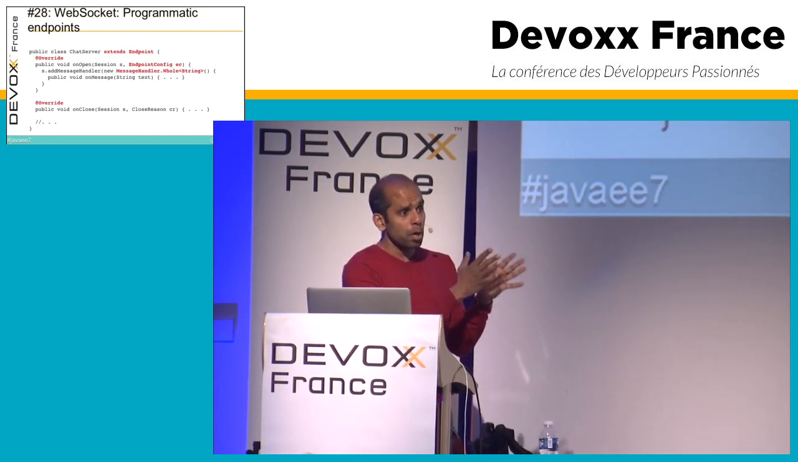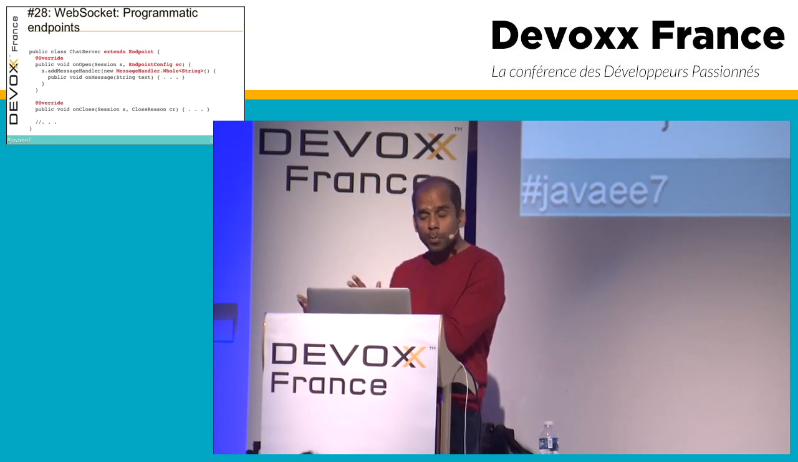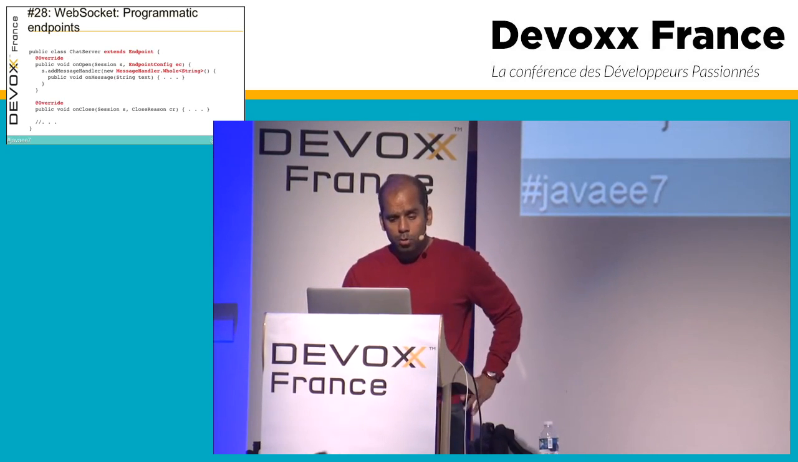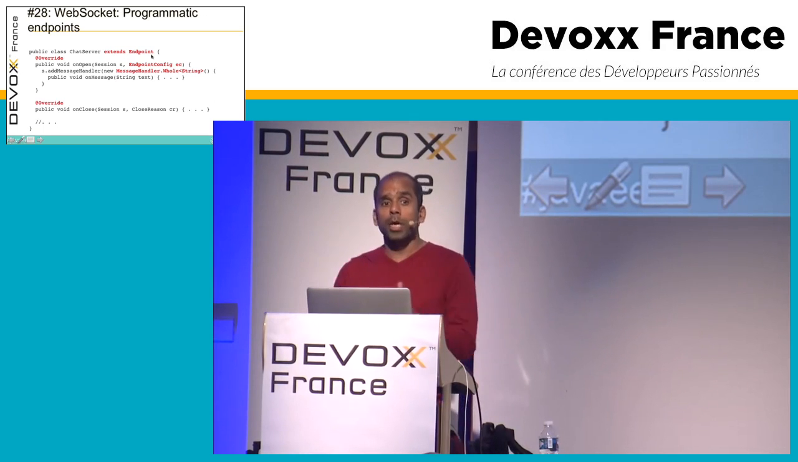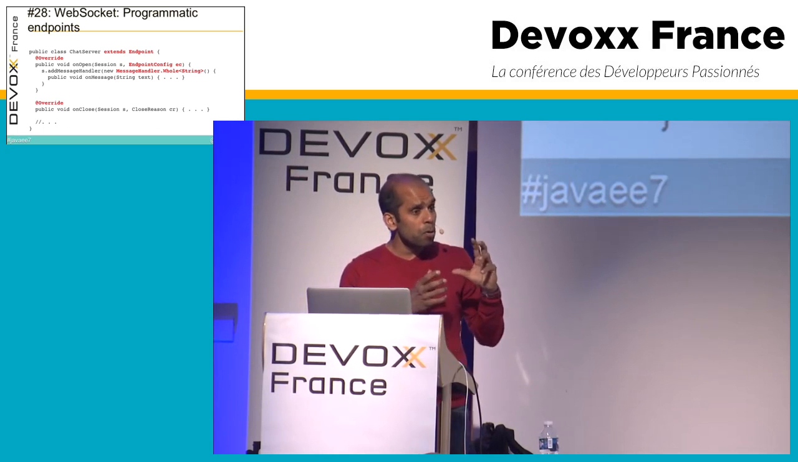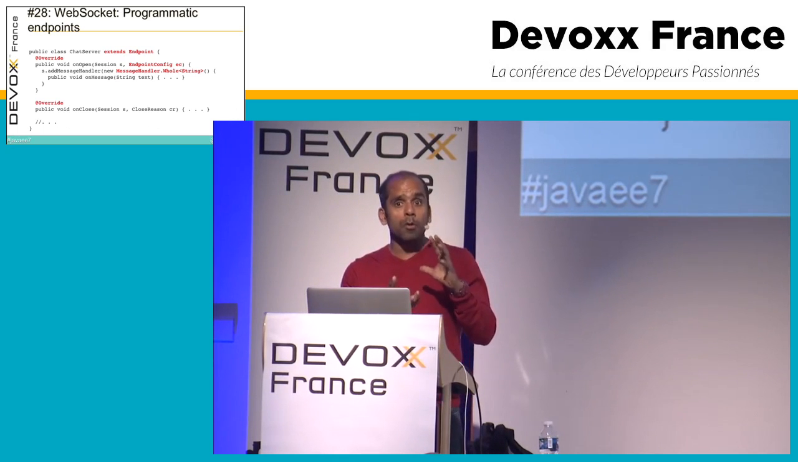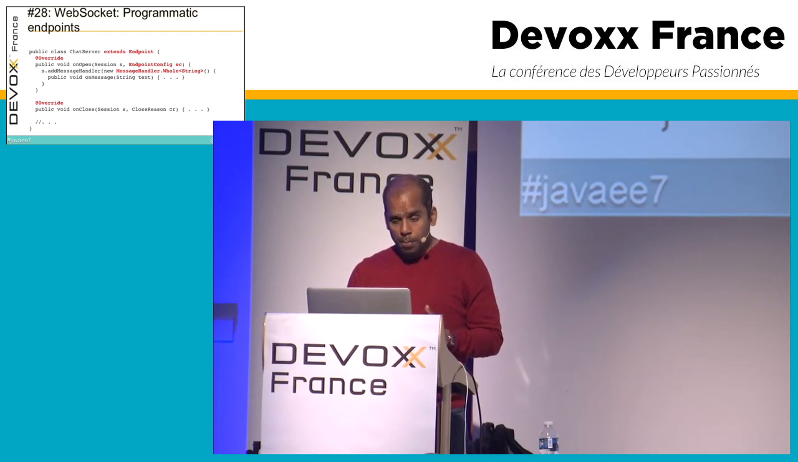We saw the annotated endpoints. We can also do the programmatic endpoints. And in order to do the programmatic endpoints, you need to say extends Endpoint. Well, first of all, why would I do that? It provides you a little bit more configuration and control over how you configure your endpoint. So for example, in this case, I'm just overriding the onOpen method, and it gives me an EndpointConfig.